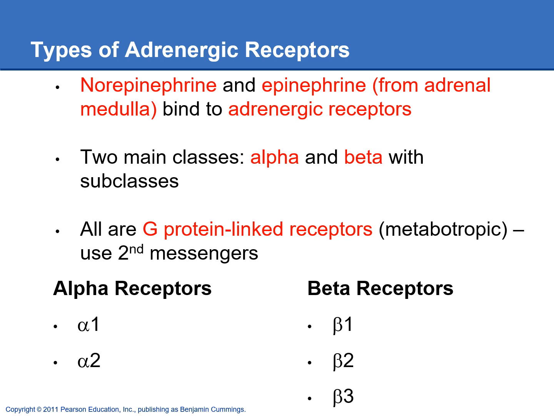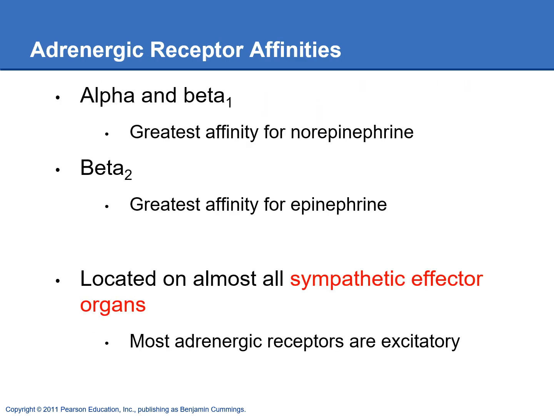All of the adrenergic receptors are G protein linked receptors. So they're all going to be metabotropic receptors. And they all use second messengers, so they're all going to go and activate an enzyme and produce second messengers. I'm not going to ask you which of the adrenergic receptors that norepinephrine binds to best and which one that epinephrine binds to best, so you don't need to memorize that.